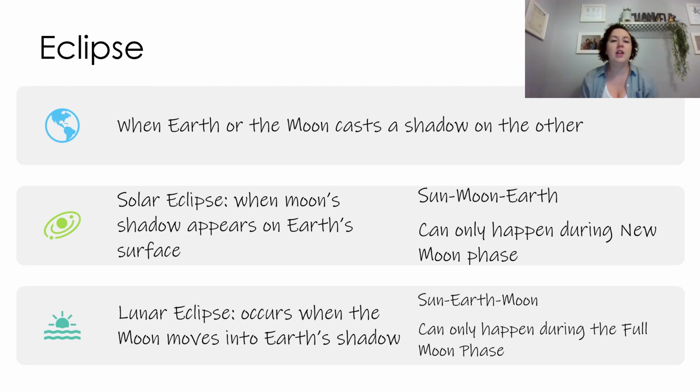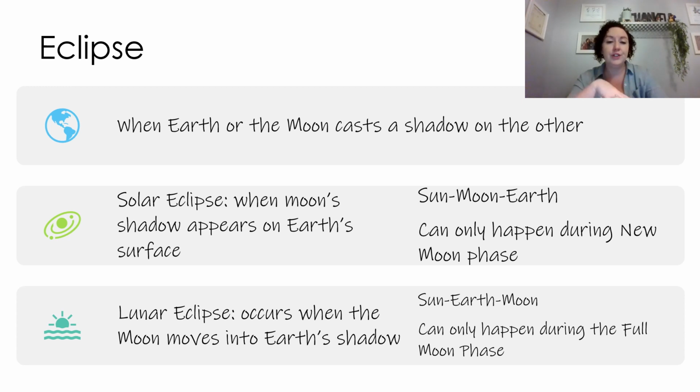Eclipse. So when the Earth or moon, obviously we know that there's a difference between a solar and a lunar eclipse, cast a shadow on one another. So the sun doesn't move, but the Earth or the moon have to move, and then depending on who's in what order, that then determines what kind of an eclipse we could see.